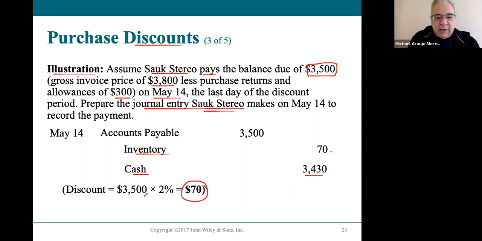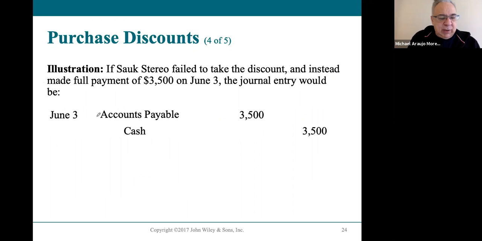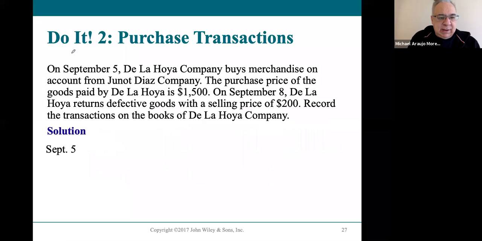You know, they took that discount. What if they didn't take the discount? Well, it's simply when it's due, they would debit accounts payable to show that debt's been paid, credit cash to show they shipped out a check to pay it. And that's basically that for learning objective 2. The do it exercise is very good because it repeats in learning objective 3 as well.